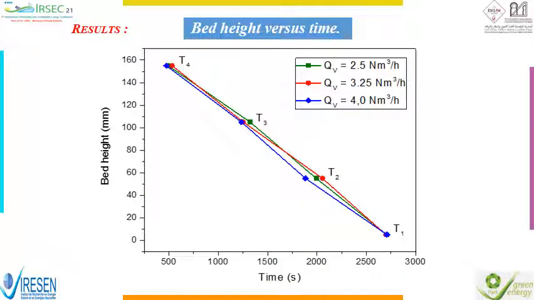This figure presents the variation of bed height versus time for the considered normal volume flow rates. All curves start from the highest thermocouple position and have an almost linear decreasing tendency. These results justify the dependence of ignition front propagation on the quantity of air moving in the combustion chamber. They confirm those found by several authors.